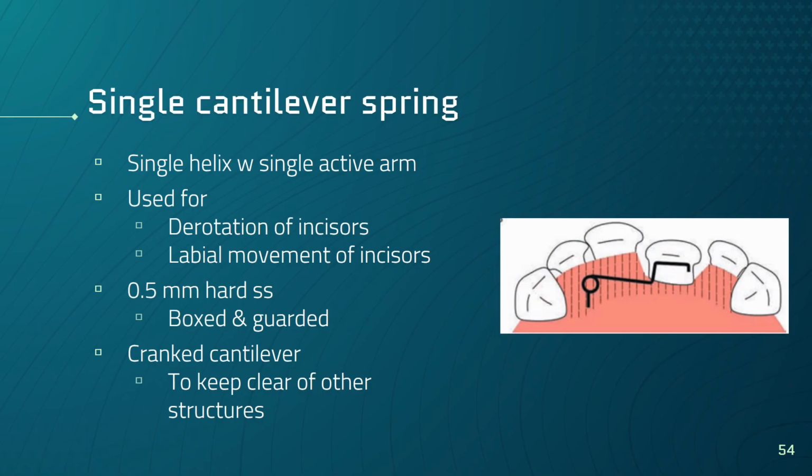Now, the next one, let's have a look, is the single cantilever spring. This spring has a single helix with a single active arm. It is used for derotation of incisors and the labial movements of incisors. Made from 0.5 millimeter hard stainless steel wire, it should be boxed and guarded. Now, sometimes you have to crank the arm, as is shown here, so that it keeps clear of other structures.